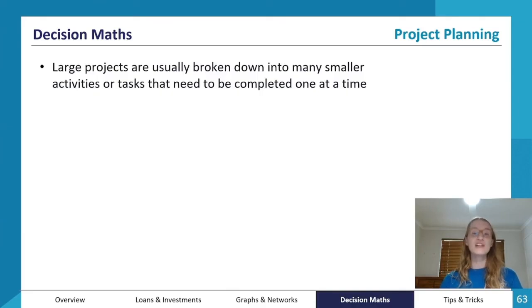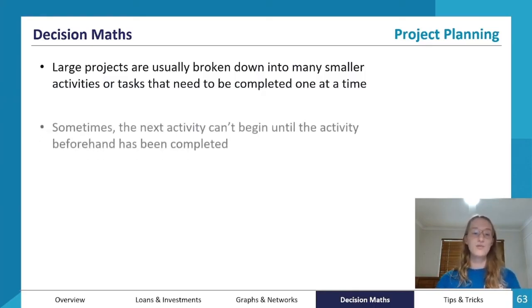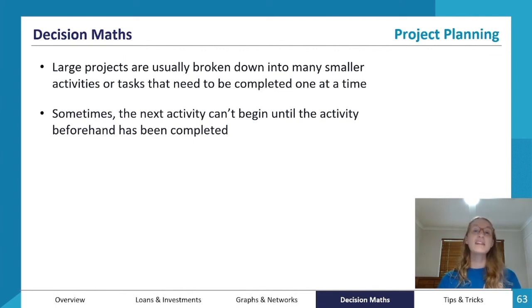So large projects. So we're going to talk about project planning. So large projects are usually broken down into many smaller activities or tasks that need to be completed one at a time. And sometimes the next activity can't begin until the activity beforehand has been completed. So when we're talking about project planning, we could be talking about building a house or making a cake, any sort of activity that can be broken down into any sort of subtasks.